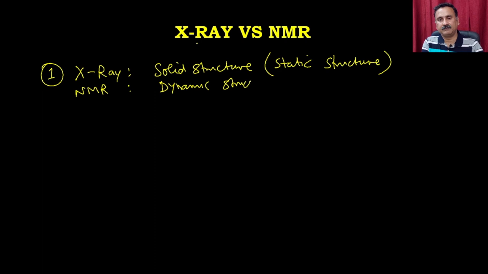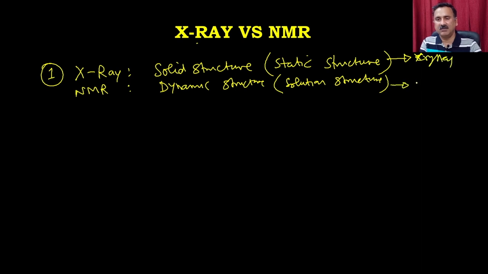Because it gives the dynamic structure, it is going to give you a solution structure. So it's called solution structures. Why is it so? Because the static structure is coming from the crystal, whereas the dynamic structure is coming from the aqueous solution of the protein.